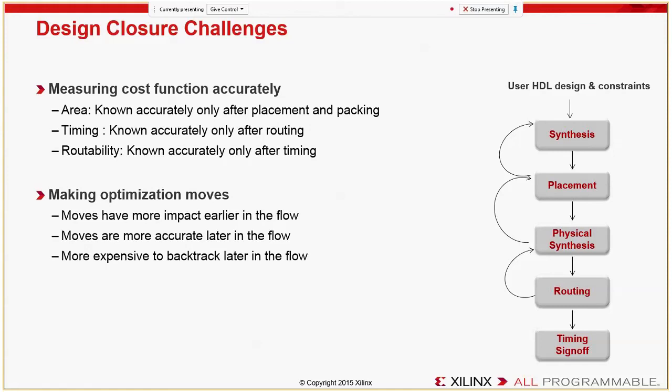So another challenge in this entire process is that of measuring the cost function accurately. While one tries to optimize area during the synthesis step, the actual area is really known accurately only after placement and packing is done. While one tries to optimize timing during the synthesis, placement, physical synthesis, and routing steps, the timing is actually accurately known only after the entire design has been placed and routed. Similarly, one goes through the entire flow trying to make sure that congestion, which is an estimate of routability, is reasonable. But whether the design actually routes or not will be known accurately only after routing.